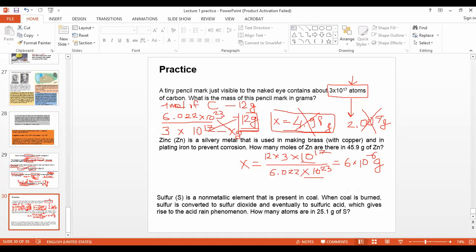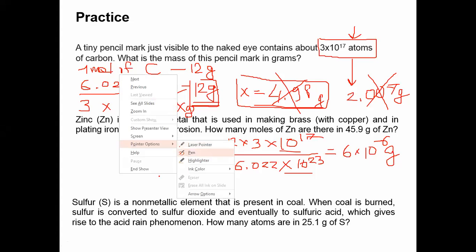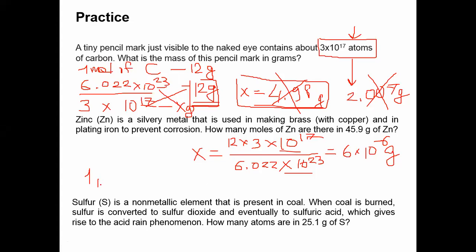Okay, let me do it again. Let's discuss it in a different way. So 1 mole of carbon. How many atoms are in 1 mole of carbon? I'm talking about the number of atoms. How many atoms are in 1 mole of carbon? Avogadro's number. Yeah, so it's 6.022 times 10 to the power 23, right?